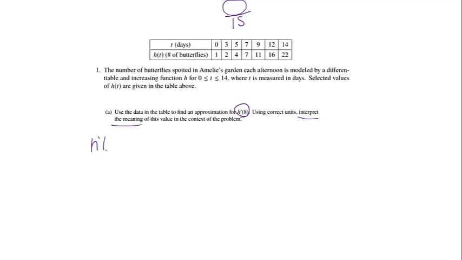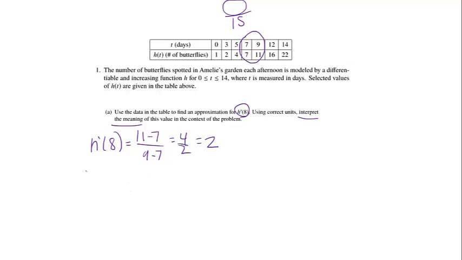Okay, so first of all, finding h prime of 8, we know that h prime is a derivative. So we're looking for the derivative or the slope at 8. So I am going to pick the 2 points on either side of 8, which would be 7 and 9. So the slope for that would be the y values subtracting over the x values subtracting. That would give me 4 over 2, which would be 2.